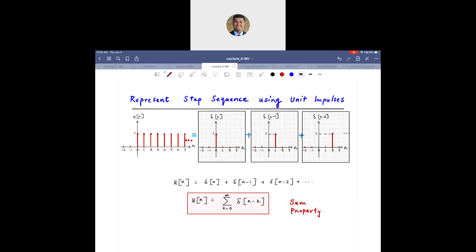So the summation will keep going. Now, in closed form, you can write that summation as u of n equals delta of n plus delta of n minus 1 plus delta of n minus 2, and so on. That sum keeps going. All of this can be represented as a summation using the sum property of the unit impulses. So u of n is simply the summation of delta of n minus k, where k is going from 0 to infinity. So you get delta of n minus 1, delta of n minus 2, and so on up to infinity. That is going to give you your unit step back. So that's the sum property of unit impulses.